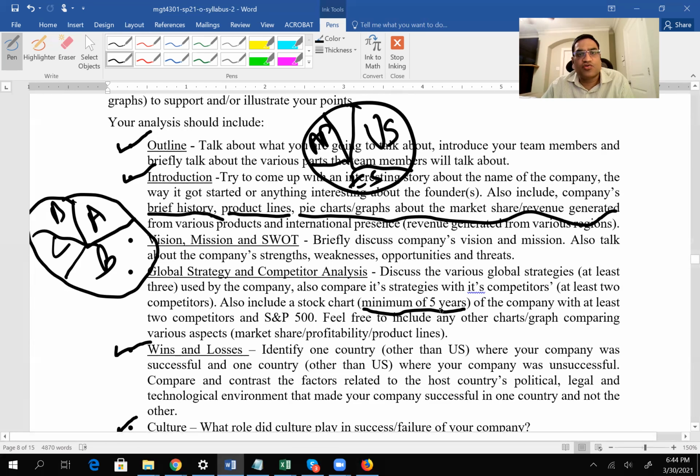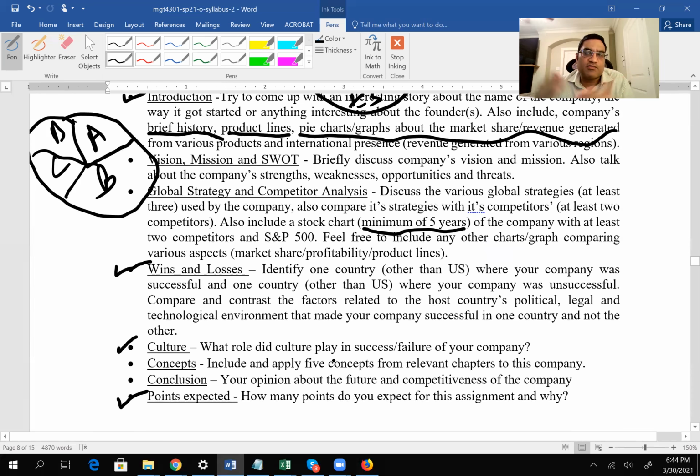And I just showed you, go to finance.yahoo.com for a stock chart. And wins and losses: in some countries your company may not have done that well, and in some it may have done really well. So you just need to pick one where it was doing really good and another where it didn't do that well. And kind of compare and contrast the host country related factors that were responsible for those results. Then culture, what role did culture play?